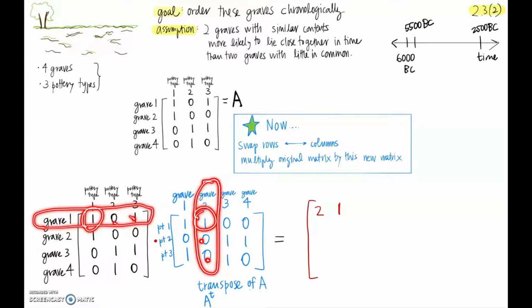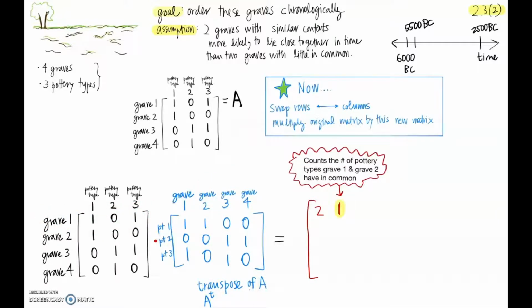So what this number here is doing is counting how many types of pottery graves 1 and 2 have in common. Whoa, that's a big deal. This number will count for us how many types of pottery grave 1 and grave 2 have in common. Okay, so we've made note of that here. This counts the number of pottery types that grave 1 and grave 2 have in common. Let's keep going with our multiplication. We still need to do this row by the third column.